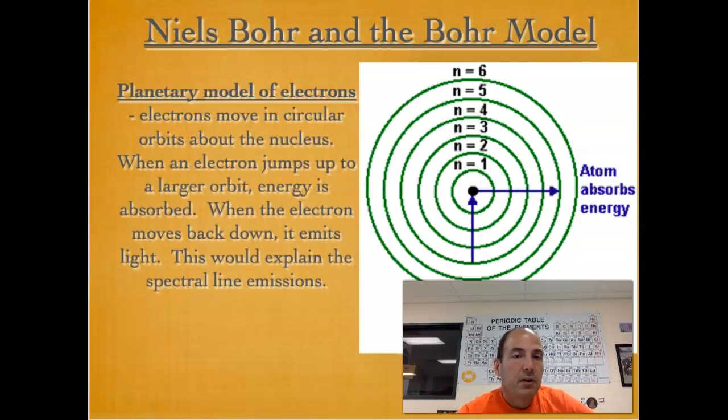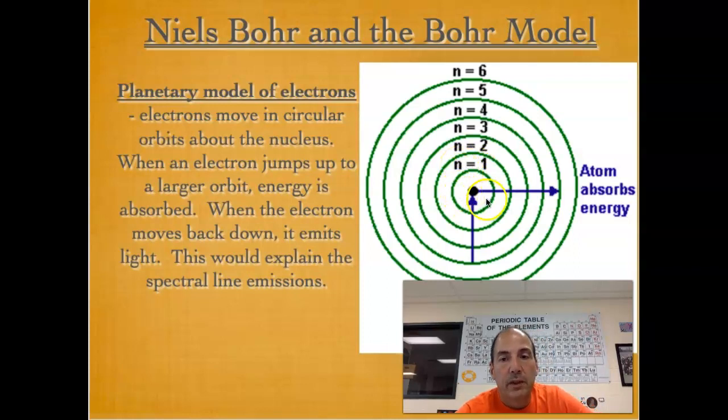Bohr envisioned atoms to be like our solar system. In our solar system, we put the sun in the center and the planets moving in almost circular orbits around it. Bohr felt that elements would do the same thing, but instead of the sun, we put the nucleus in the middle, and electrons move in rings around it. He referred to those rings as energy levels, and he'd use the letter N to represent it.